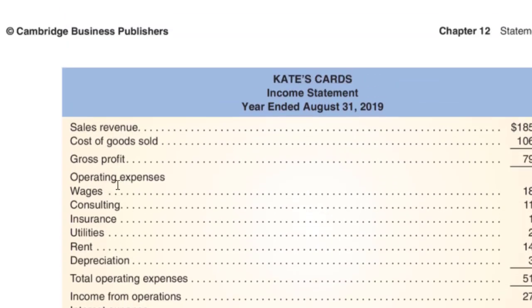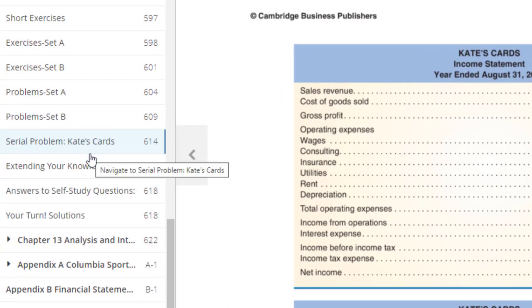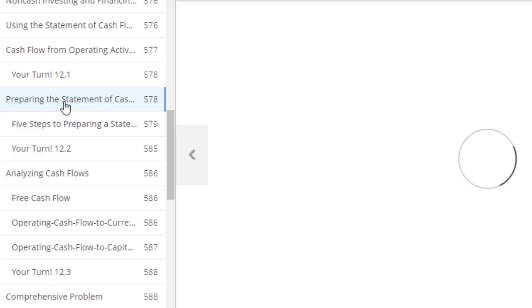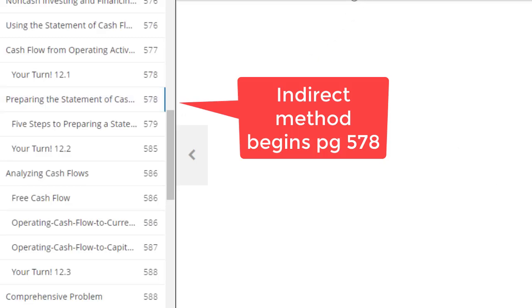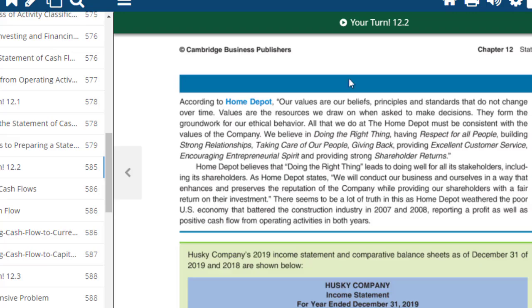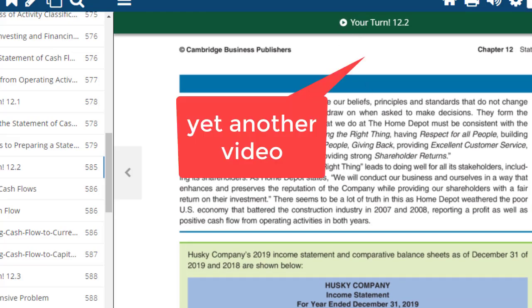When you go in the chapter, there's a lot of help. You just have to go through the chapter and practice this. If you look in chapter 12, first they have preparing the statement of cash flows using the indirect method. If you go there, you'll see there's a video provided for you, and then there's a Your Turn, which again will walk you through it, and will give you a video to show you how to do it. That's for the indirect method.